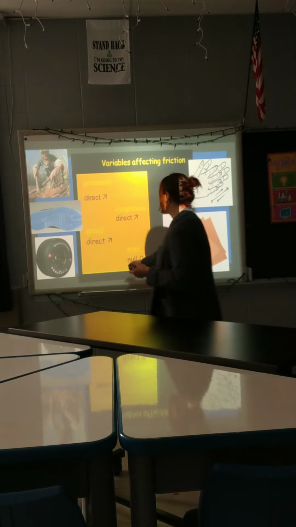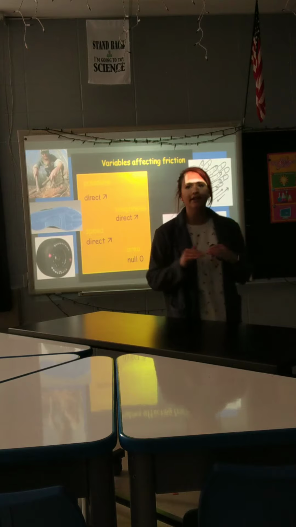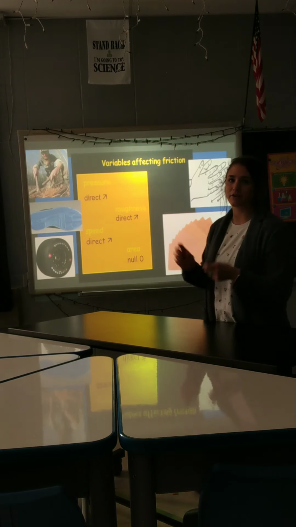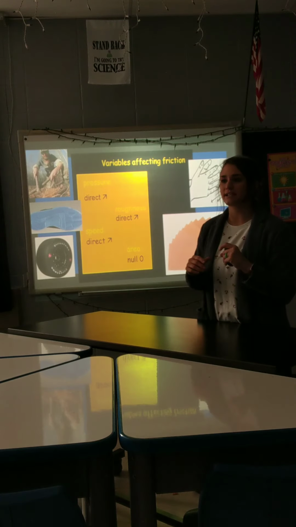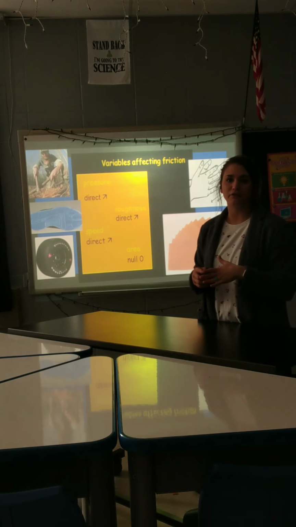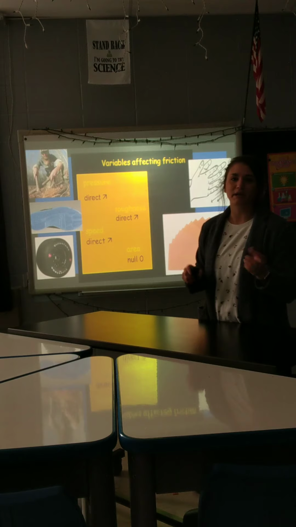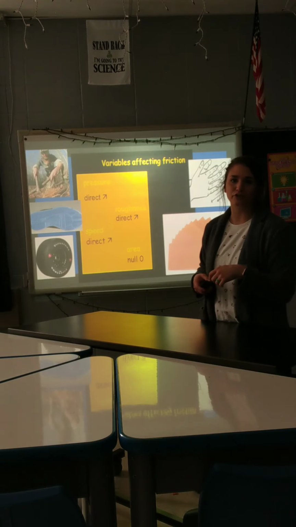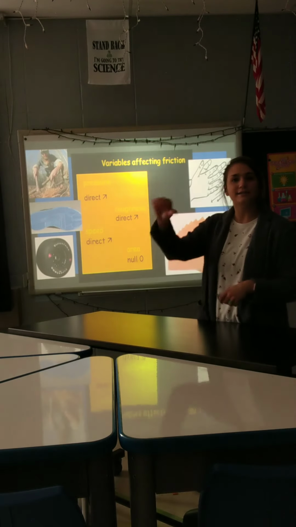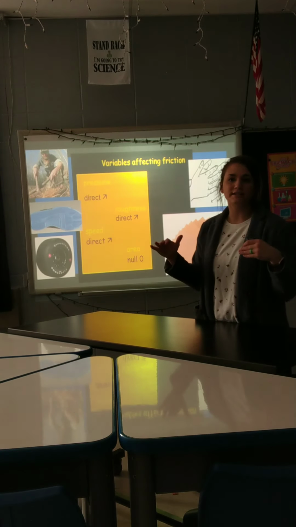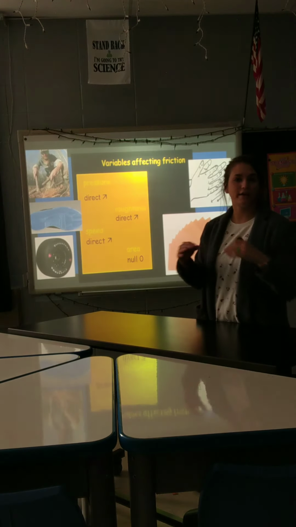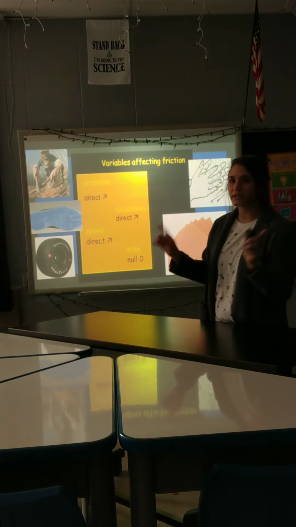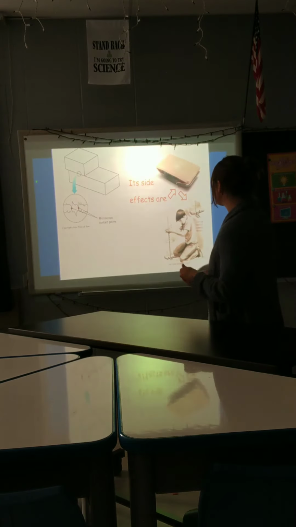The last thing I have on here is area. Area has no relationship. So it doesn't matter if I have a little piece of sandpaper or a great big full-size piece of sandpaper. It's going to have the same amount of friction. Now the smaller piece I might use up faster, but then I just switch to a new piece. It's going to be the same amount of friction. So if the sandpaper size goes down or up, the friction does not change at all. That's no relationship, not a direct relationship, not an inverse relationship. That's no relationship between those variables.